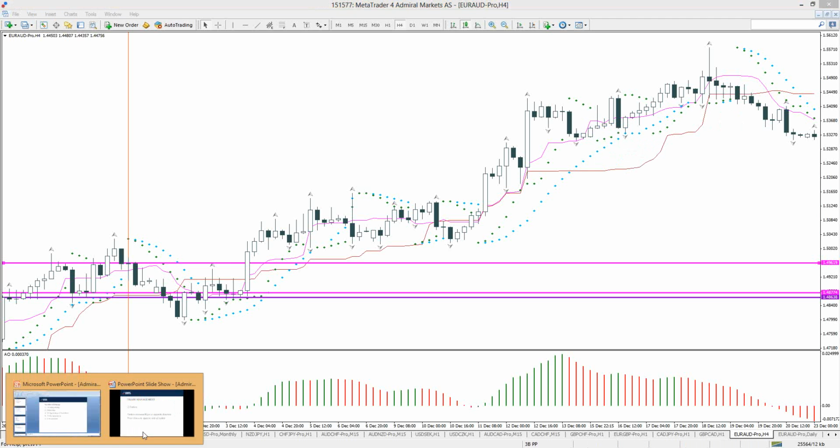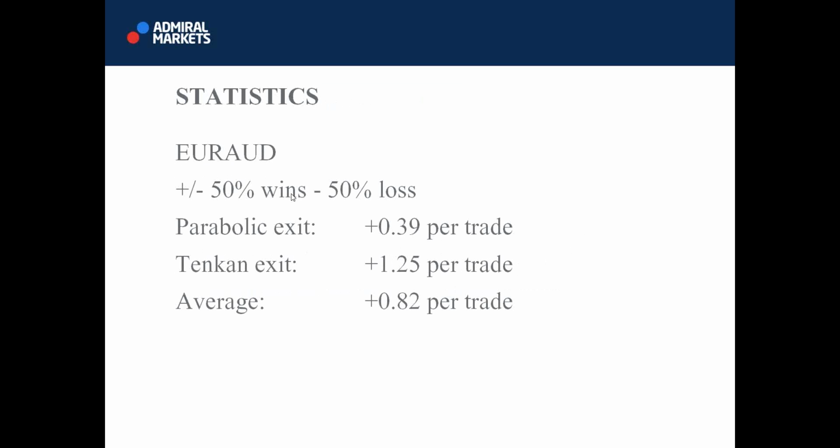So before I give you more examples, let me show you some statistics. The Euro odd basically gave us 50% winners, 50% losses. The parabolic exit gave about plus 0.39 per trade. The Tenkan exit plus 1.25. If you average that out, you got about 0.82 average per trade. Those are good results. I'm not going to lie. Those are very good. Those actually are almost too good in the sense that you shouldn't necessarily expect that for all currencies, because you would have too high expectations probably.